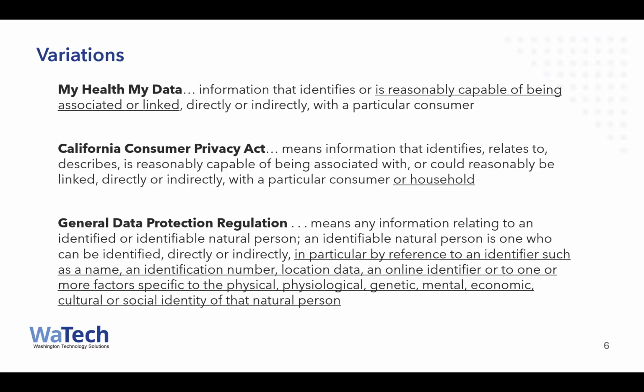And then we have the General Data Protection Regulation from Europe, or the GDPR, which also is pretty similar to what we had in that My Health, My Data definition, except that it also adds some details around different types of identifiers as examples.